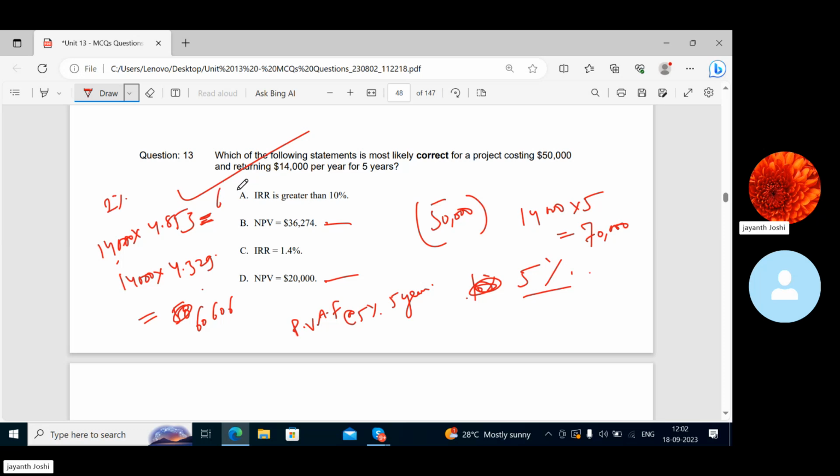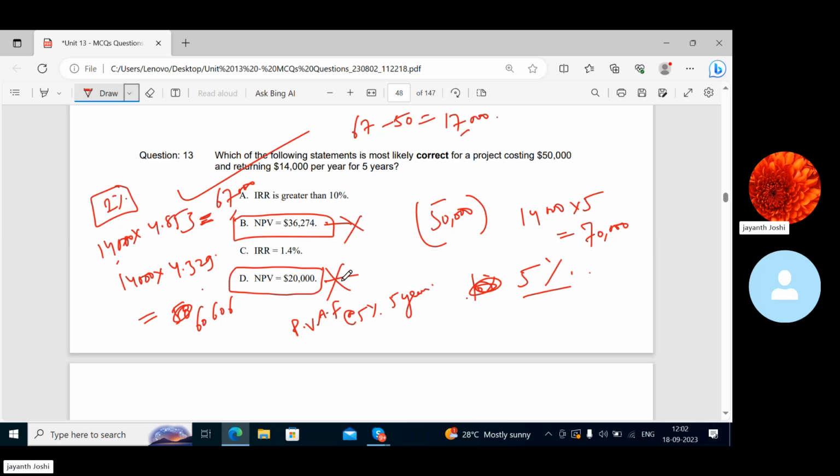67,942. 60. 7,942. So if I take any factor, see, one is the least factor, right? Above one, the discount factors are more discounting, less inflows; less discounting, more inflows. So the highest I can get is 67. So 67 minus 50 is 17,000. So I'm getting NPV anytime less than 20, right? So this is not the answer. This is not the answer. These two are not applicable.